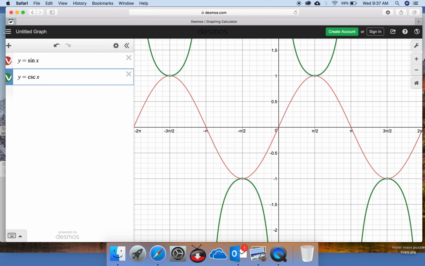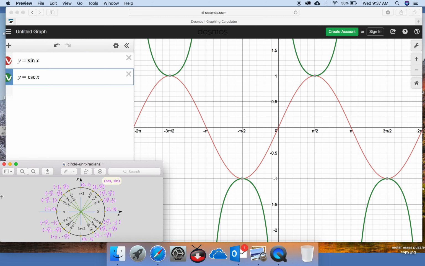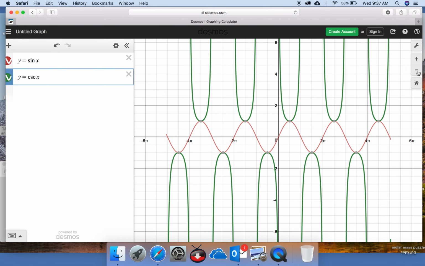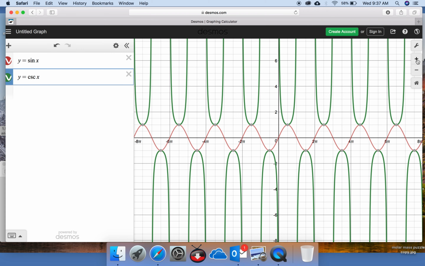What happens if we have cosecant, which is simply 1 over sine? Well, what we're doing is we're taking the inverse of the values we had before. So I know sine of 0 is 0. So the cosecant of 0 would be 1 over 0, which is going to be an undefined term. So if I zoom out, you can see the asymptote. We're going to have an asymptote.